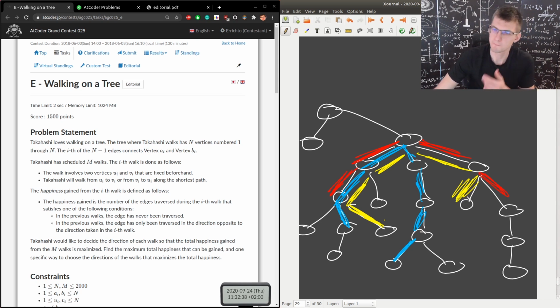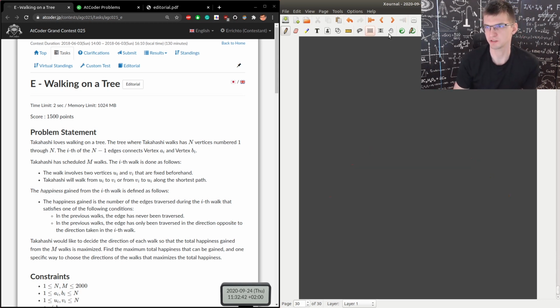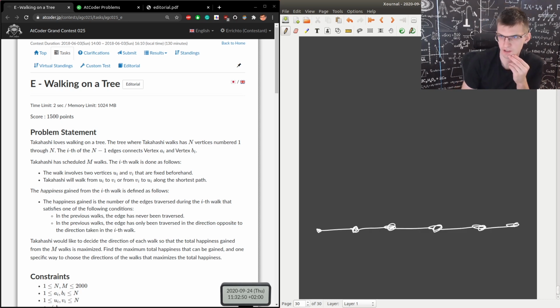What if this problem is much easier? What if it's just the tree is a chain like this? Then I can take the leftmost path, I can say direct it in any direction. And then is it true that when I look at the next path, I just direct it in the other direction? If it's like that, then it's obvious.